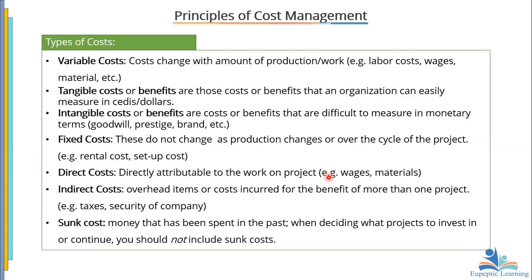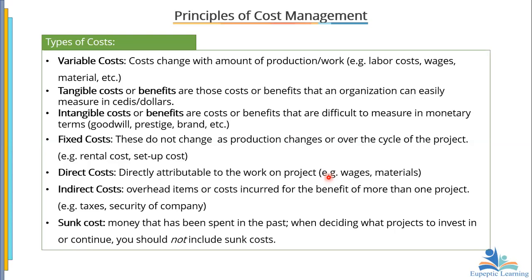Fixed cost. They don't change as the production changes over the cycle of the project. Rental cost and then the setup cost are examples. Direct costs are those directly attributable to the work on the project, like the wages and then the materials.